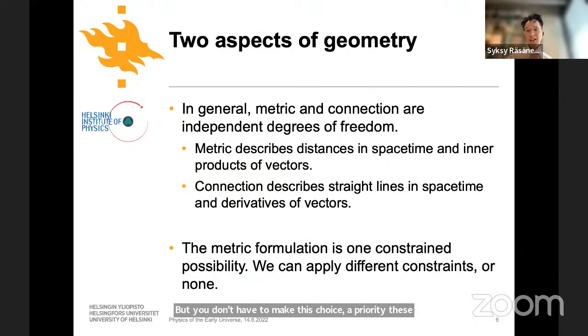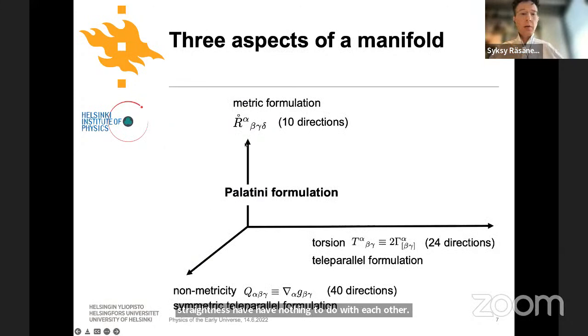A priori, these concepts of distance and straightness have nothing to do with each other. So to look at this more concretely, in the metric formulation, the only gravitational tensor is the Riemann curvature tensor, which is built from the 10 components of the metric. So this one direction here stands for 10 directions of the metric formulation. As an alternative, you could say the curvature is zero, and instead we move along this line where gravity is completely described by torsion, which is the antisymmetric part of the connection, which then has 24 degrees of freedom. This is called the teleparallel formulation of gravity.